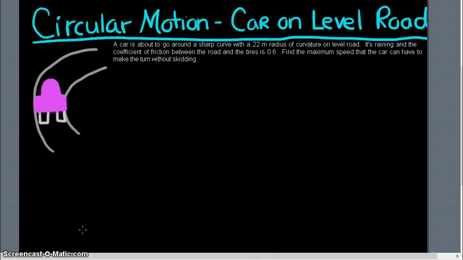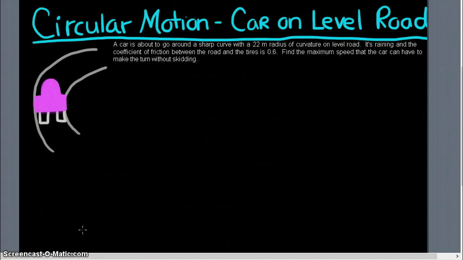Hello everybody. Today we're going to talk about circular motion, and we're going to take a look at a sample problem of a car on level road. As we progress through circular motion, we're going to start to look at different examples, and one of the first examples that we usually take a look at is a car on level road.